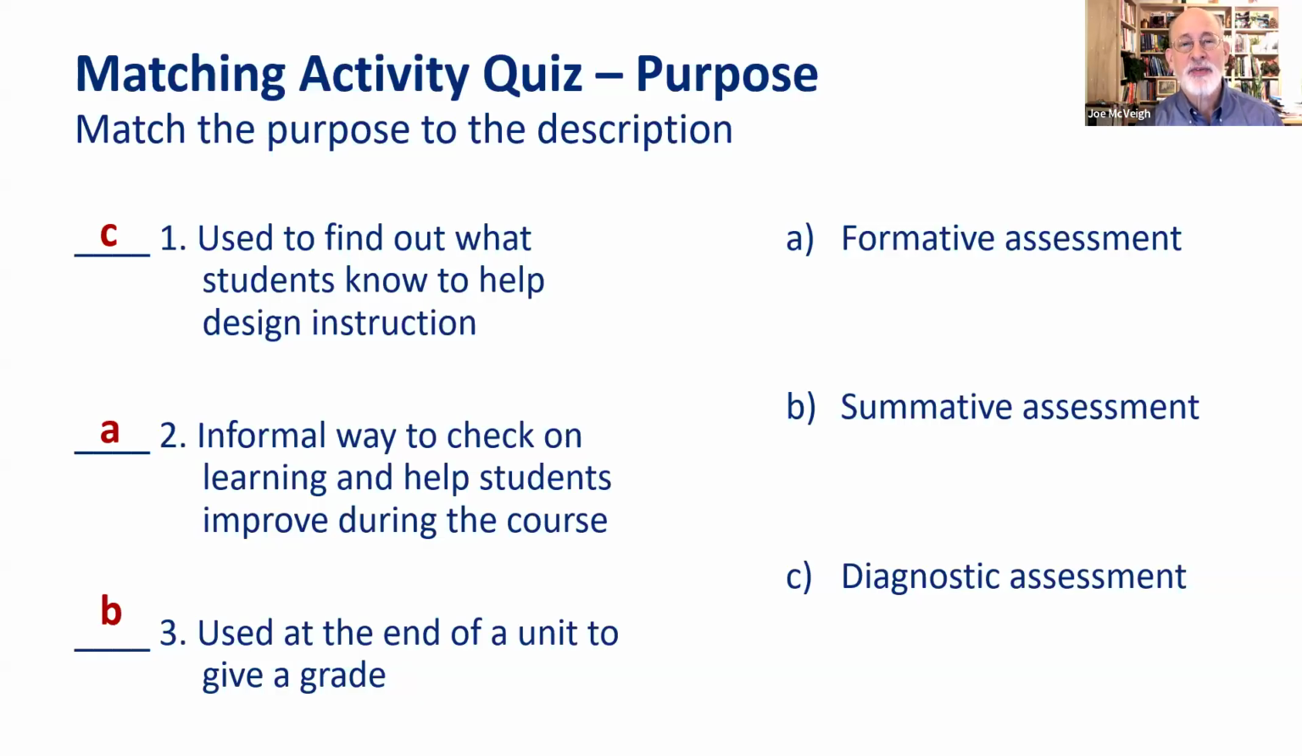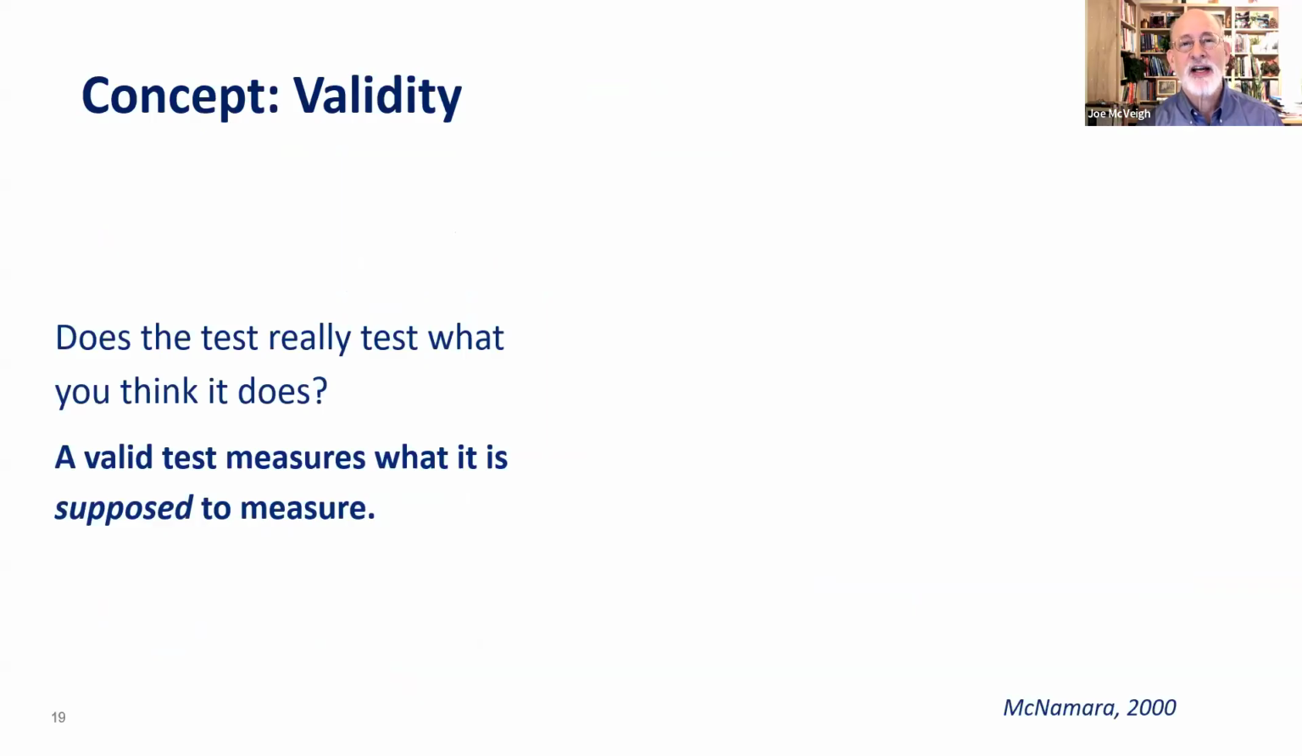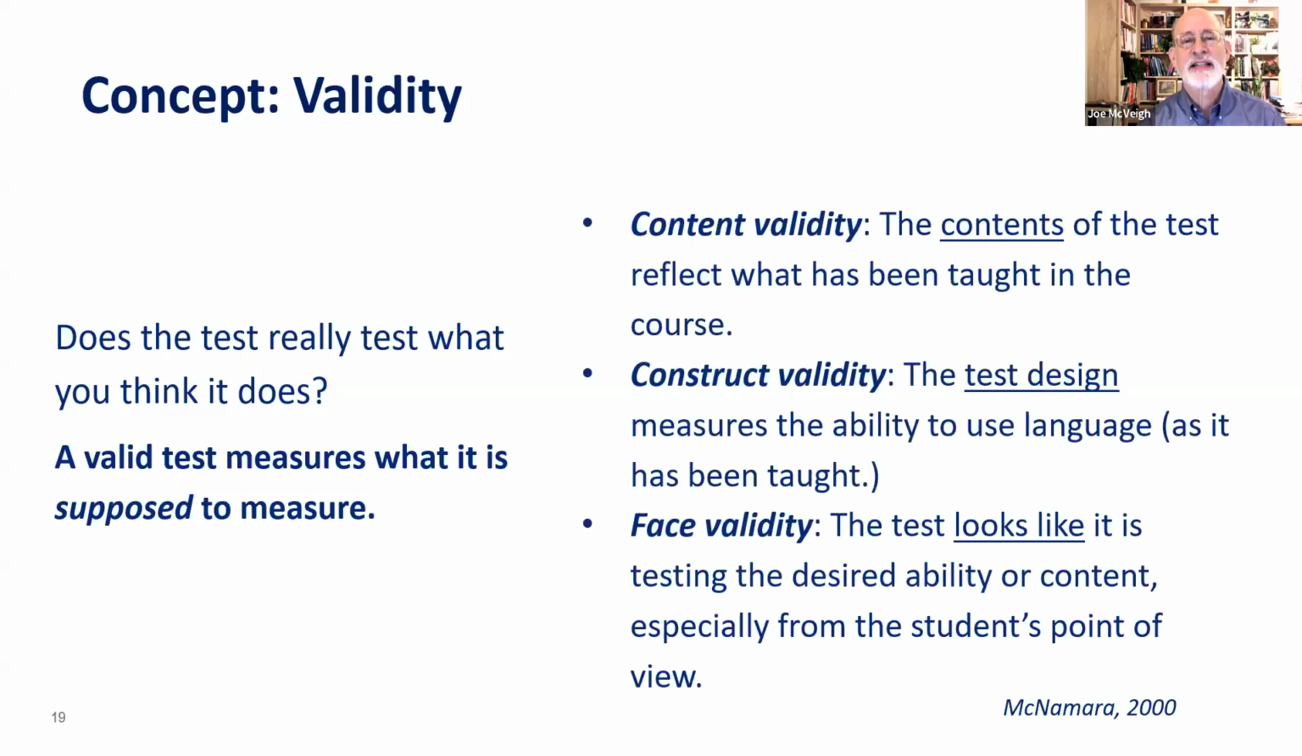The next concept that we'd like to look at is the concept of validity. To answer the question about validity, we want to ask, does the test really test what you think it does? A valid test is a test that measures what it is supposed to measure. And we can think of validity in three ways.